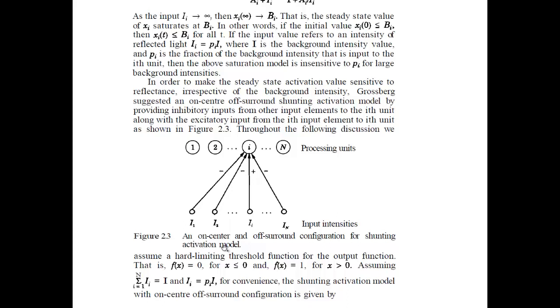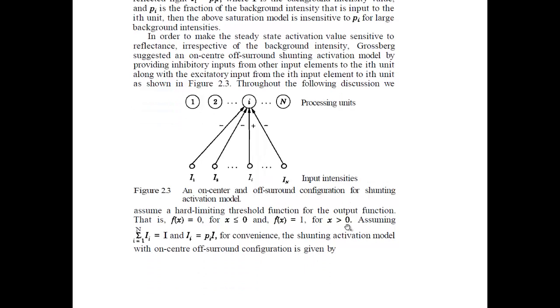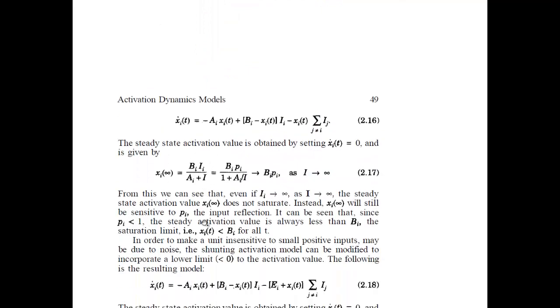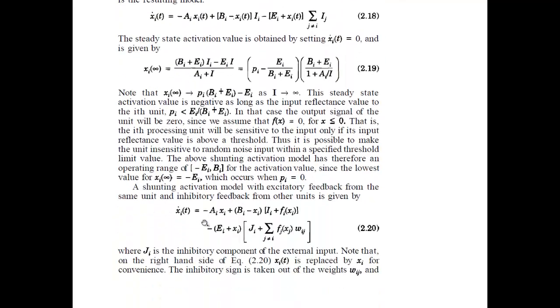An on-center and off-surround configuration for shunting activation model is illustrated here. Here you have your processing units, and here you have your input intensities. Here the assumption is a hard limiting threshold function for an output function, that is f of x is equal to 0 for x less than or equal to 0, and f of x is equal to 1 for x greater than 0. This is the mathematics associated to it.